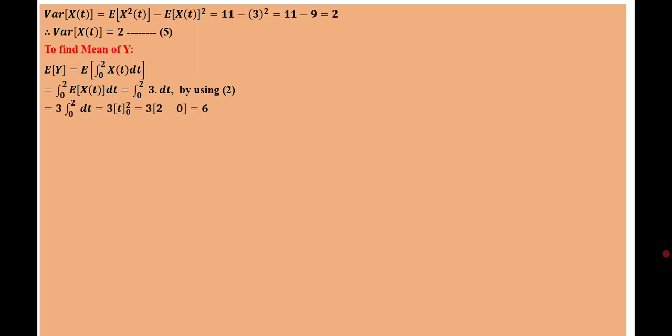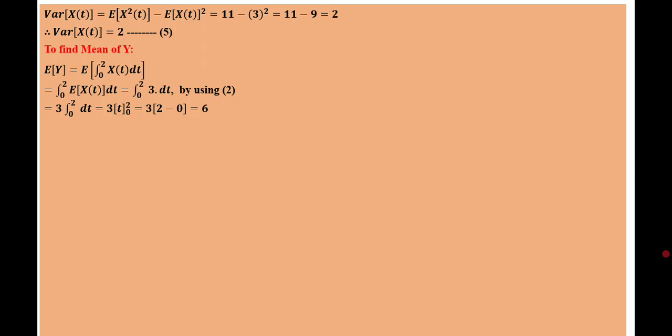So we found that. Next we need to find the mean of y. Expected value of y is given by integral 0 to 2 x of t dt. Without loss of generality, we are exchanging the integral and expectation, and taking the expectation inside the integral. So integral 0 to 2 expected value of x of t dt. Expected value of x of t is 3. So replace, we get 3 integral 0 to 2 dt.